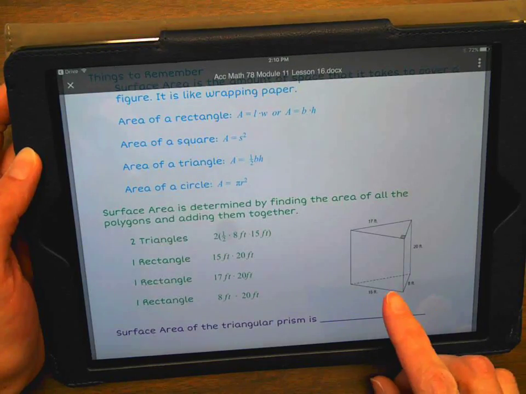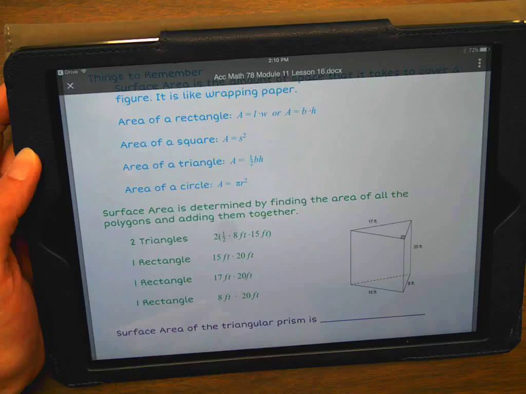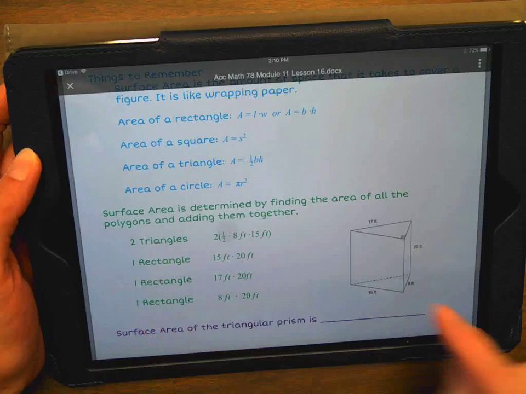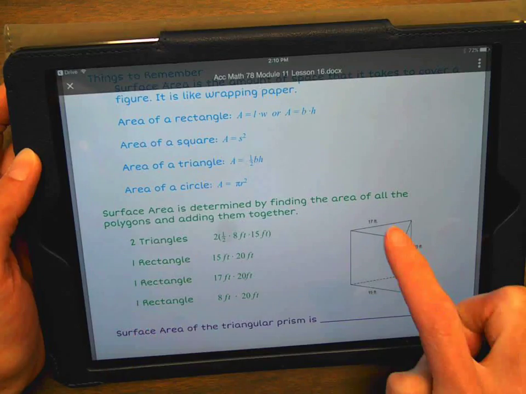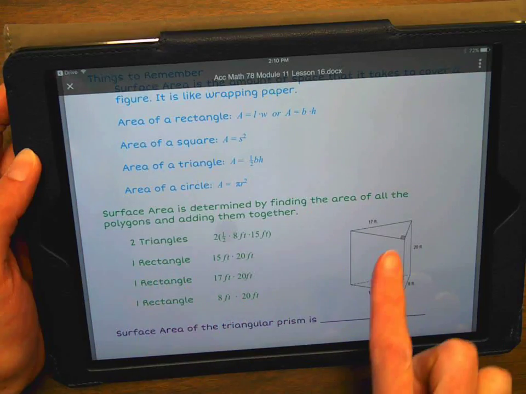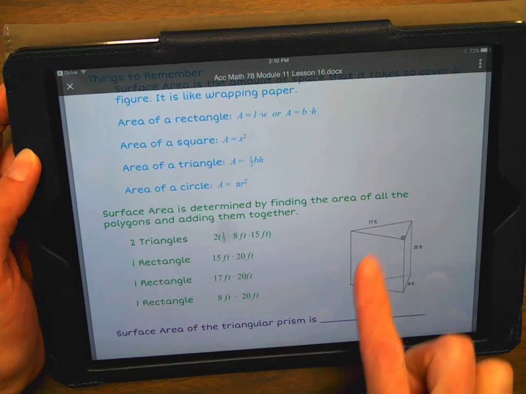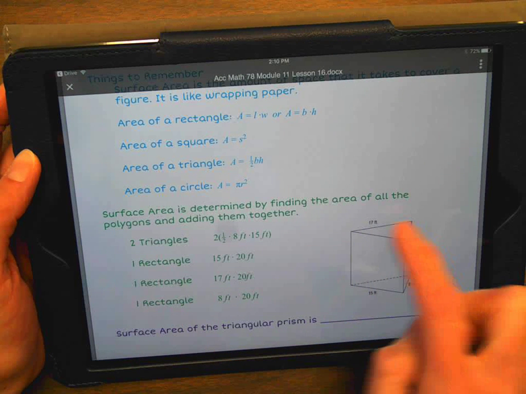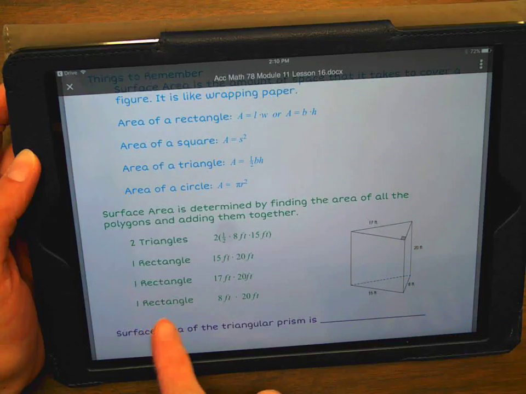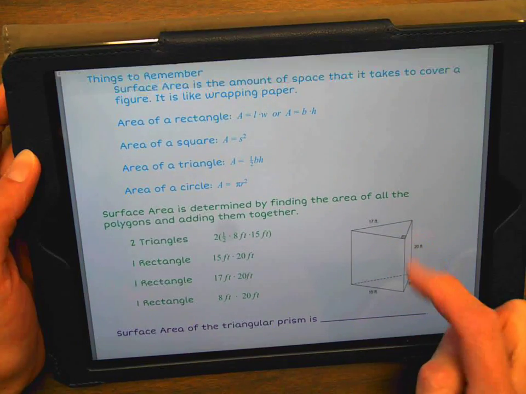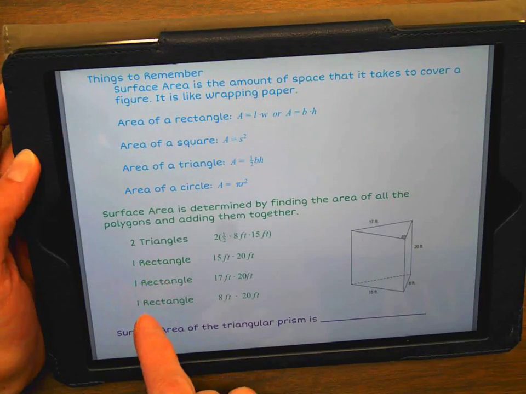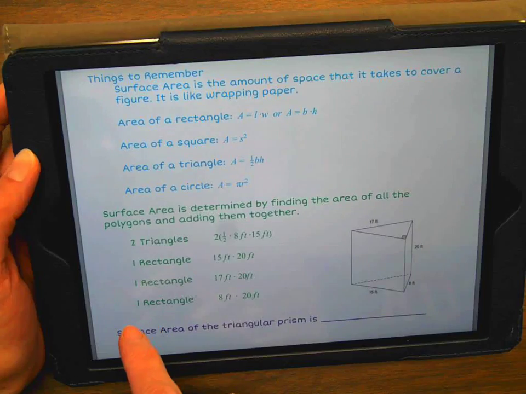So surface area is determined by finding the area of all the polygons and adding them up. So if we take a look at this triangular prism, I made a list of what I could see. So you look at the figure first and then you say, what shapes do you see? And you make a list. So on my list, I put two triangles. Does everybody see them? There's one on the top and there's one on the bottom. We have one rectangle that sits right here on the front. Another rectangle sits on the back, or it would be the bottom, what it's sitting on. And then a third rectangle is this side right here. So we have two triangles and three rectangles. The three rectangles are all separated because they're all different dimensions.